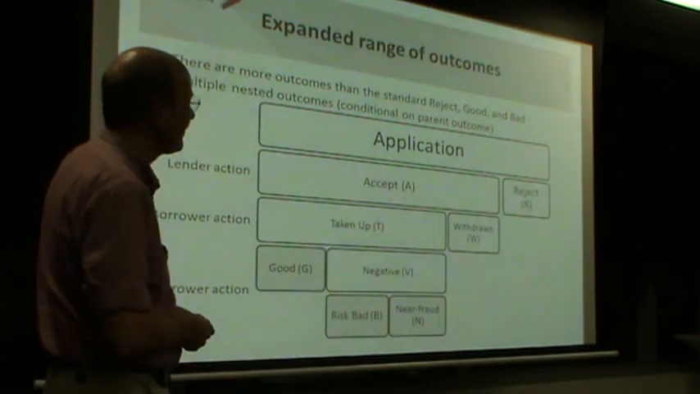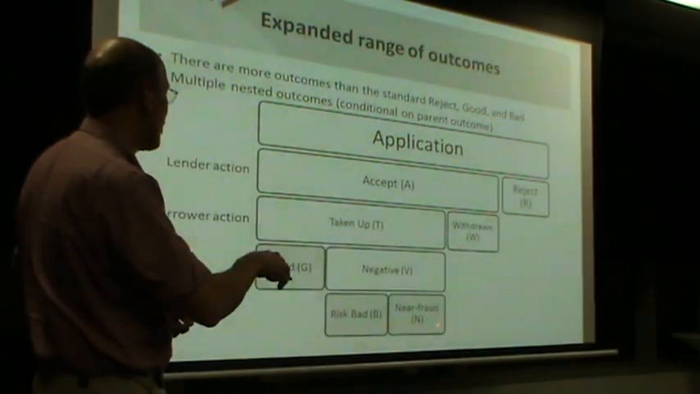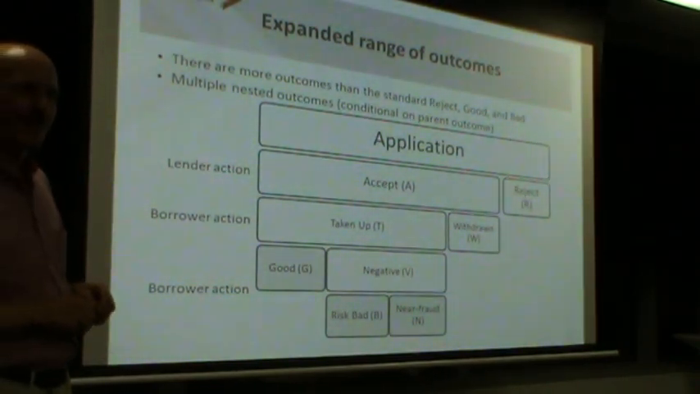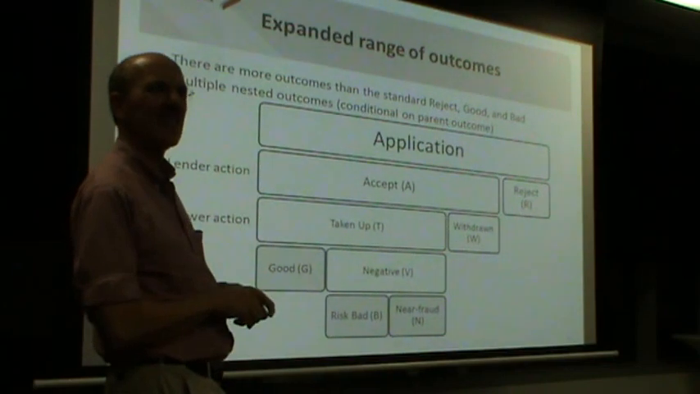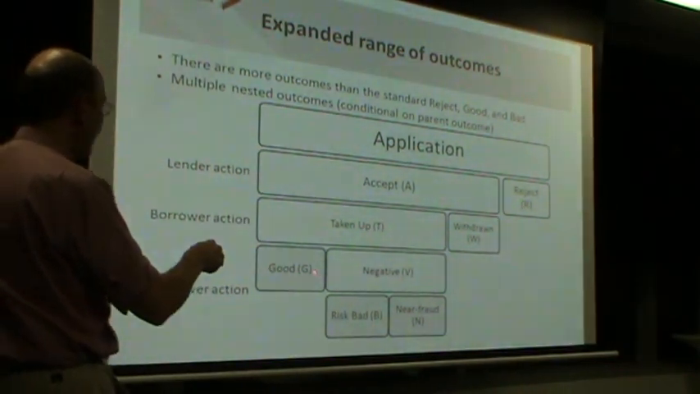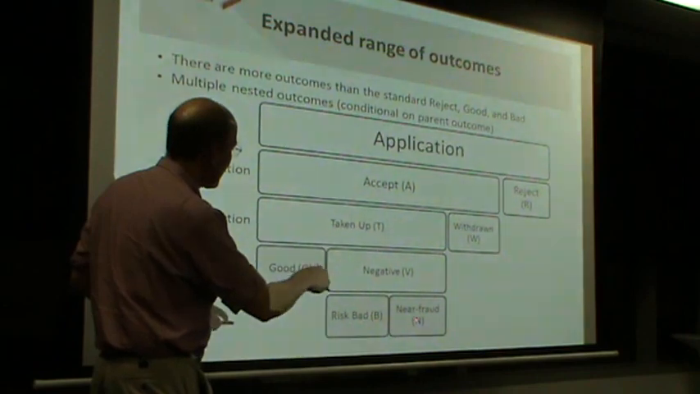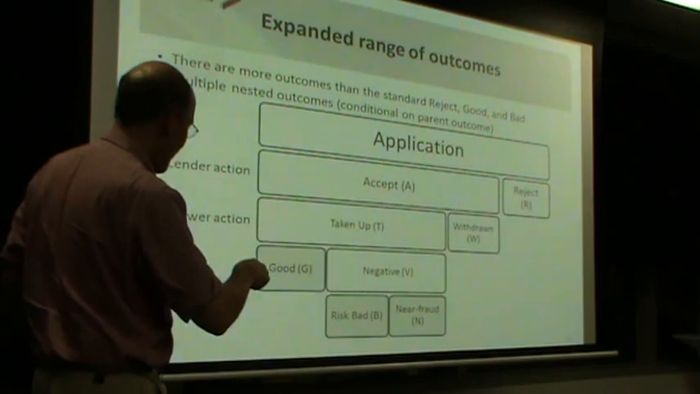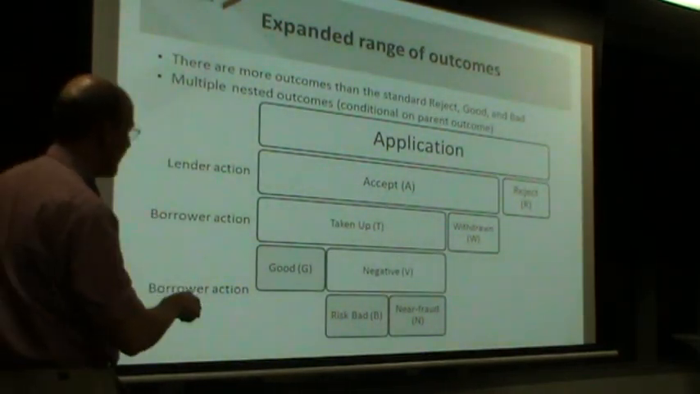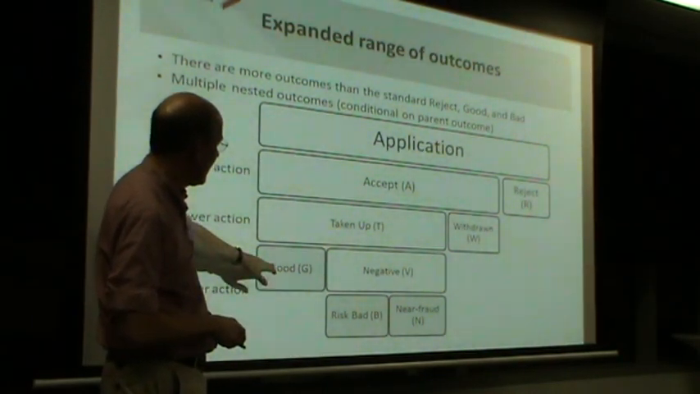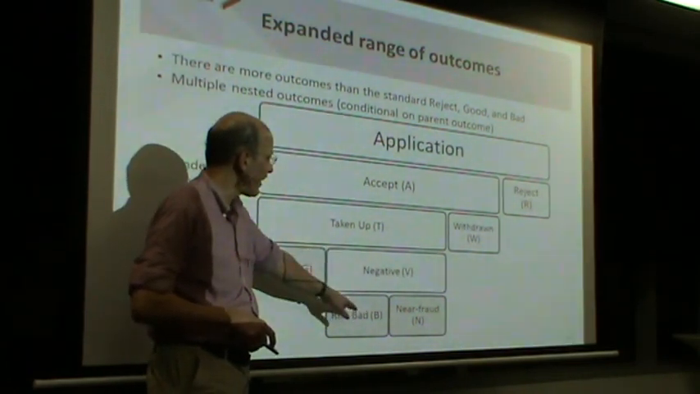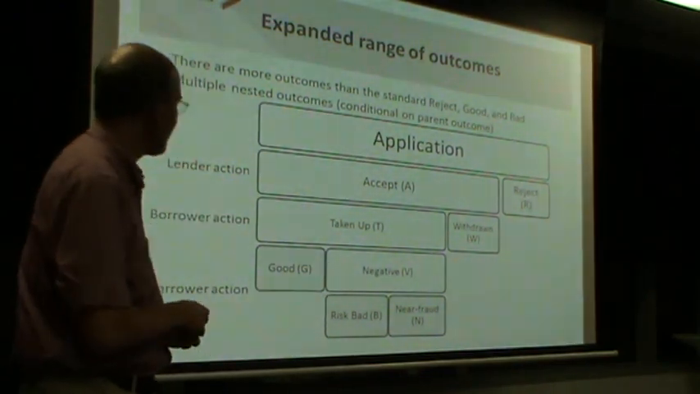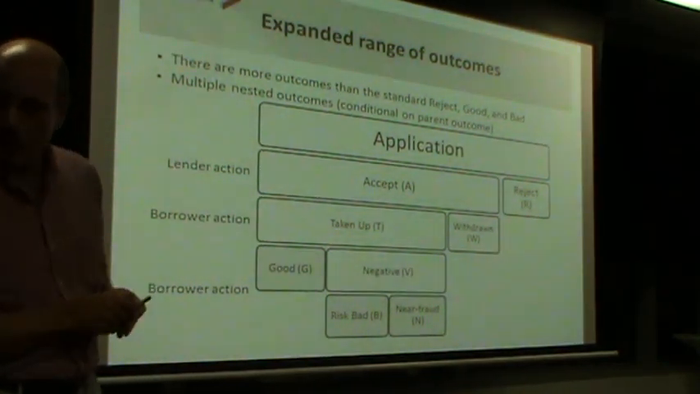This particular project that this is based on, these were called near frauds, though it wasn't really clear whether they were fraudulent or not. They sort of smelt like fraud, but people weren't willing to say it really was fraud. Now, you can argue that these three outcomes really just all ought to come directly underneath taken up. For various reasons I won't go into, we actually split this up a bit further and said, well, we've got good outcomes and negative outcomes, and then the negative outcomes can be split up even further into a risk bad or a near fraud. So we've got this much more complex structure.